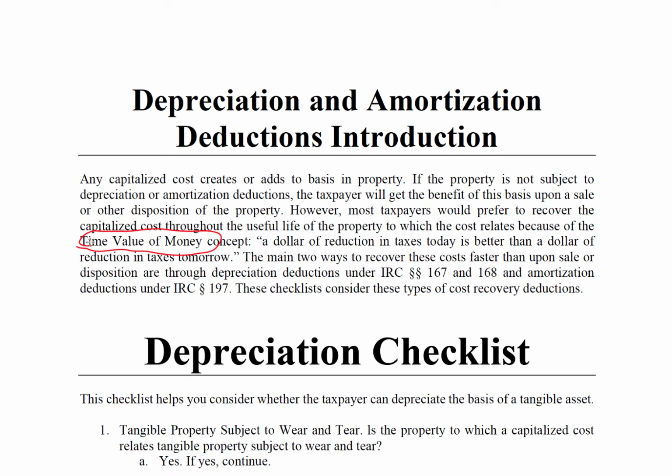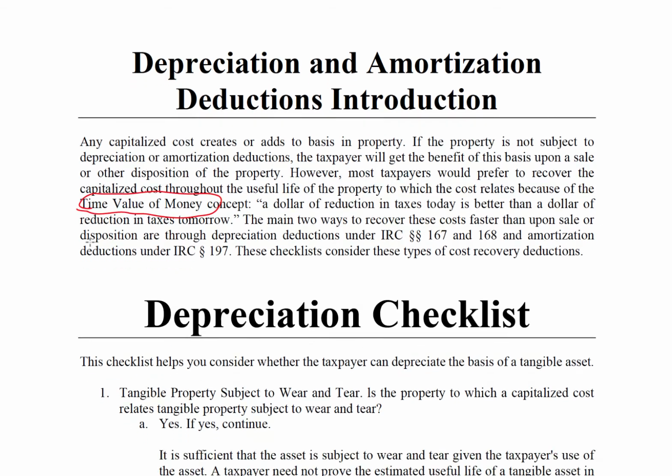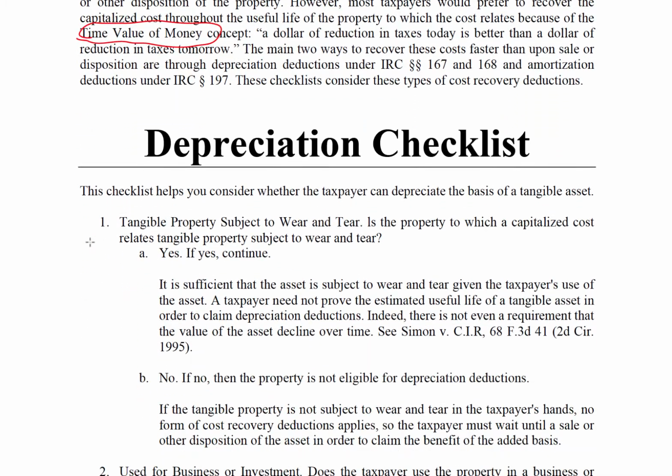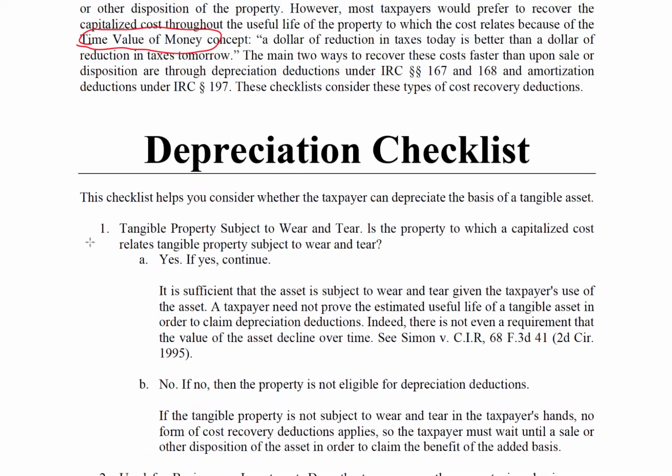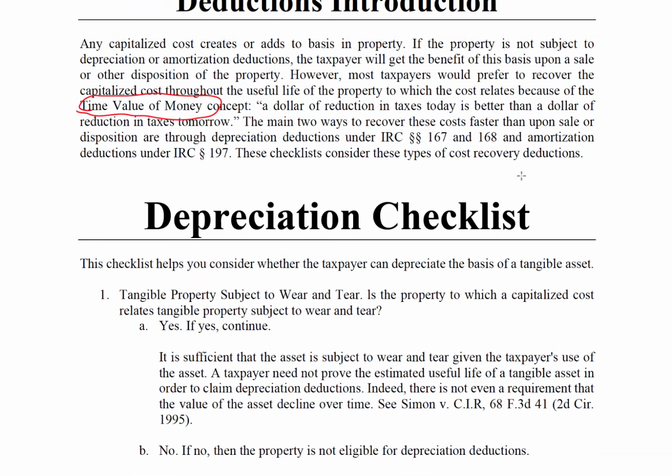Now, the main two ways to recover the previously unstored capital, the basis, are through depreciation and amortization of assets. These are huge issues in tax. If you're dealing with businesses, you're going to have to deal with depreciation and amortization in some way. So first, let's talk about depreciation. Again, as I mentioned, with depreciation we're talking about tangible property.